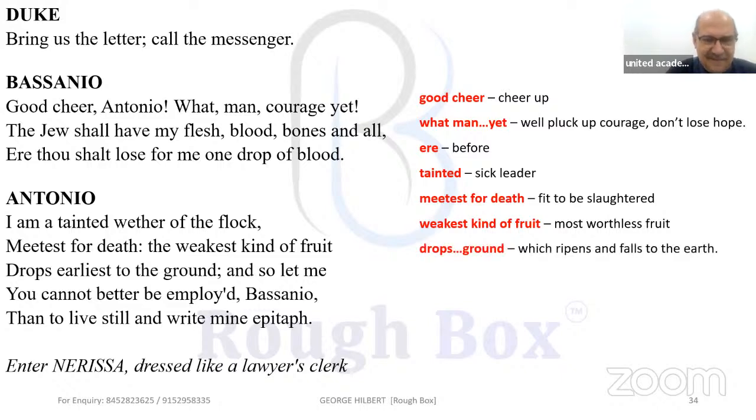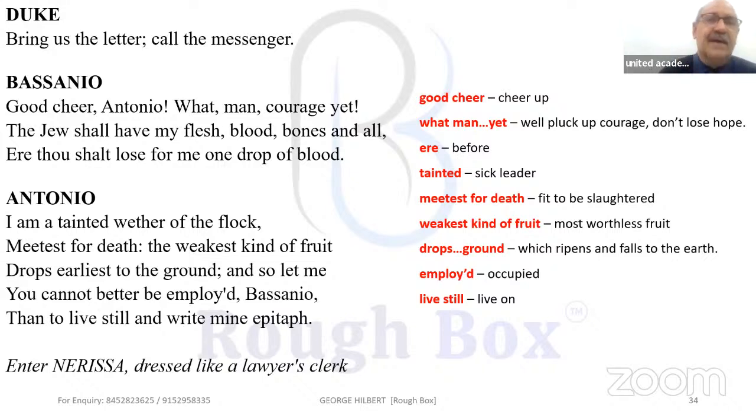Cheer up, Antonio. Dr. Bellario is here. Shylock can have my blood, my bones and everything before. Ere means before. He sheds even one drop of blood of yours. But Antonio is already very depressed. And he tells him, I am a tainted wether of the flock.